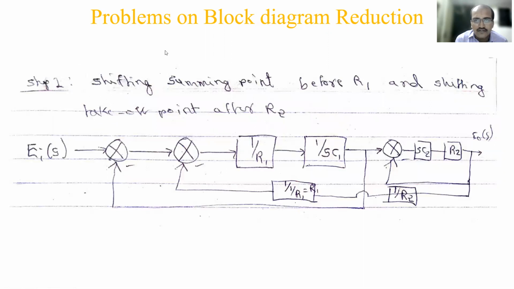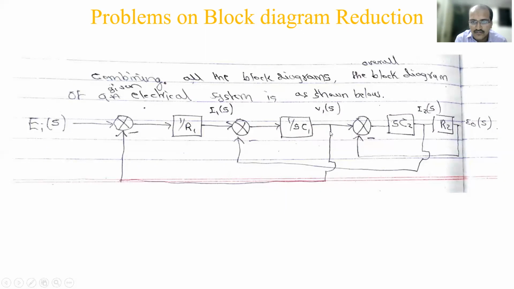So that is step 1: shifting the summing point before R1 and shifting the takeoff point after R2. Even the takeoff point I am doing at the same time, because drawing the diagram again and again is difficult, so you have to understand here. This takeoff point, which takeoff point? This one, right? This takeoff point which is coming from I2 of S, I will try to shift after R2.